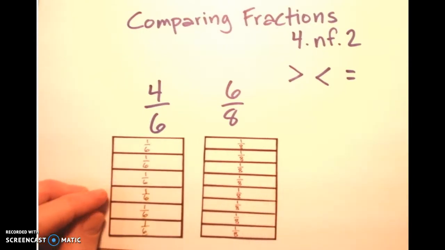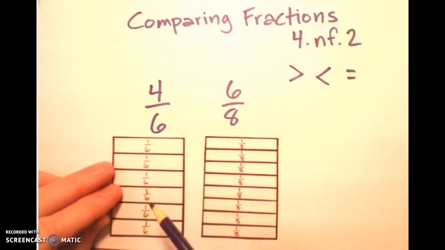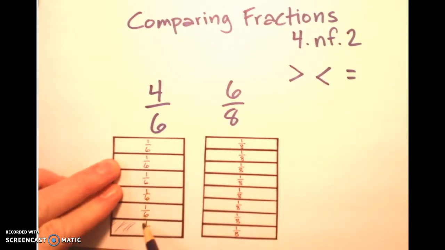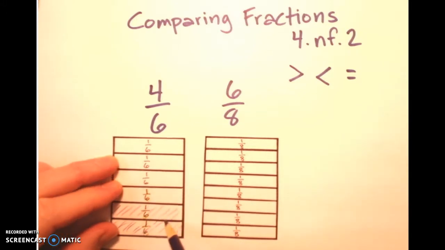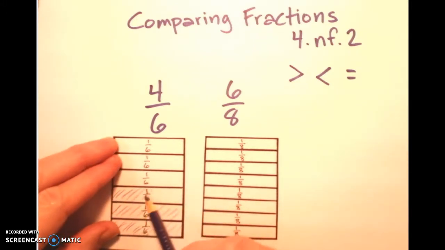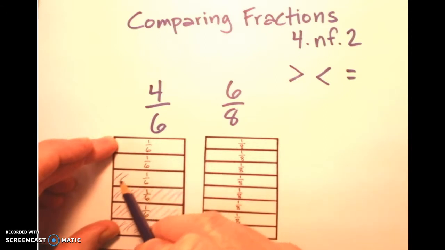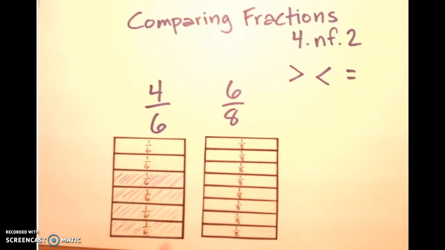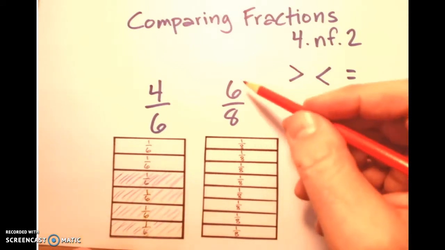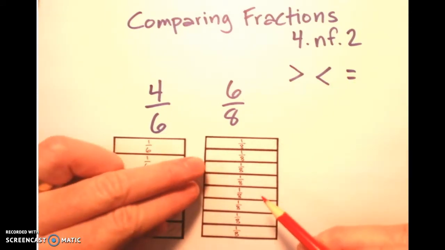We can compare them very quickly. And if I were to shade in on this rectangle 4 of my sixths, there's 1, 2, 3, and 4, I can compare that with the other rectangle if I shade in 6 of the eighths.